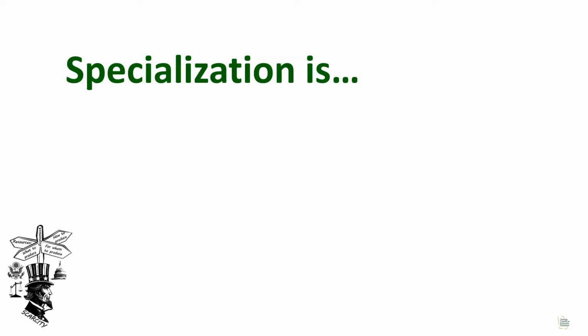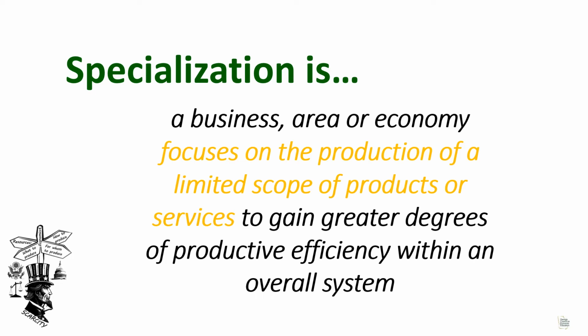Specialization, as you guys have already determined through your vocabulary, is a business or an area or economy focusing on the production of a limited scope or a small number, or maybe one, product or service to gain greater degrees of production or productive efficiency within an overall system. Now, that's kind of an academic definition to say, hey, a business or a nation or an economy that focuses on just a small number of things so they can be the best at it.